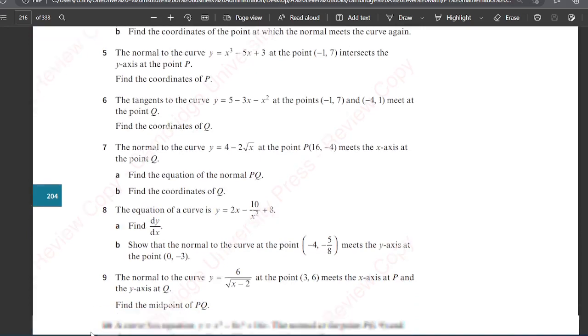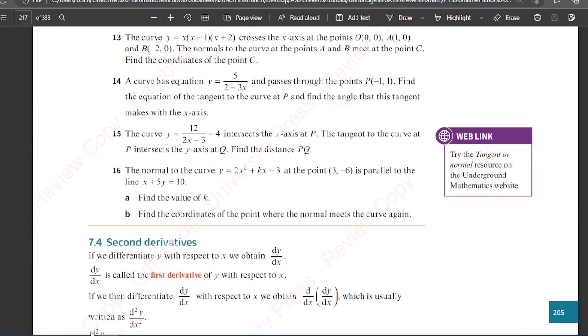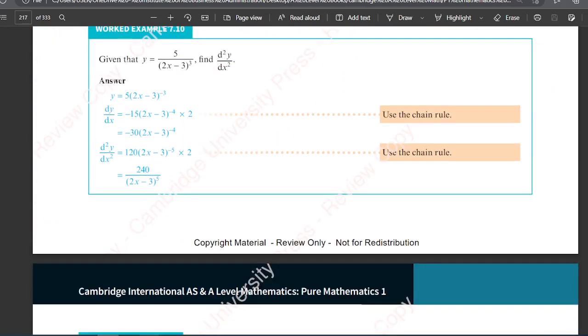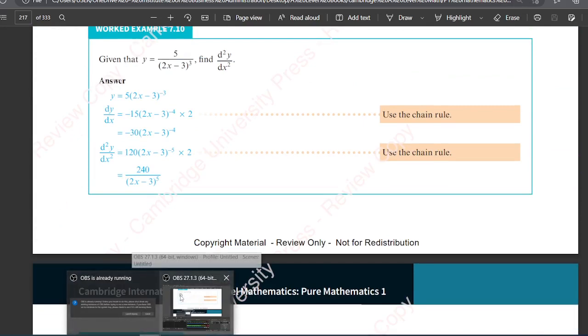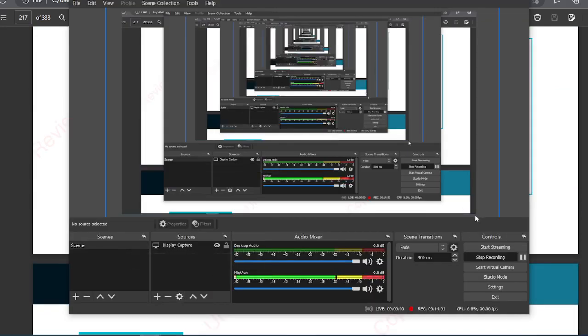So you have to do 7b and 7c. We'll discuss further in the next class. And please do this homework 7b and 7c, otherwise you'll forget everything. Okay, take care. Allah Hafiz.